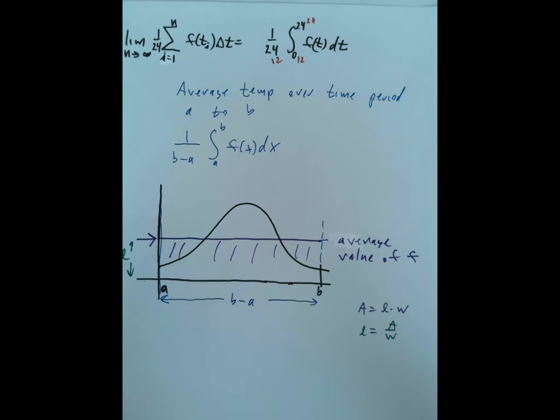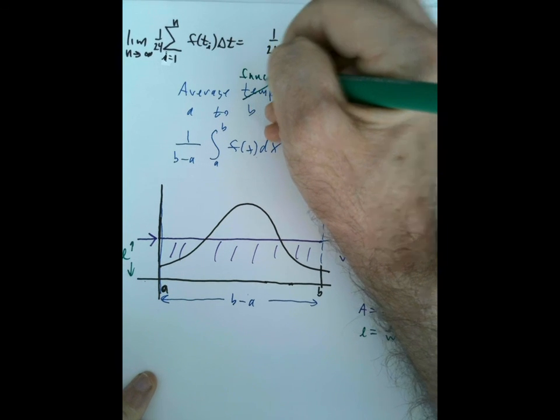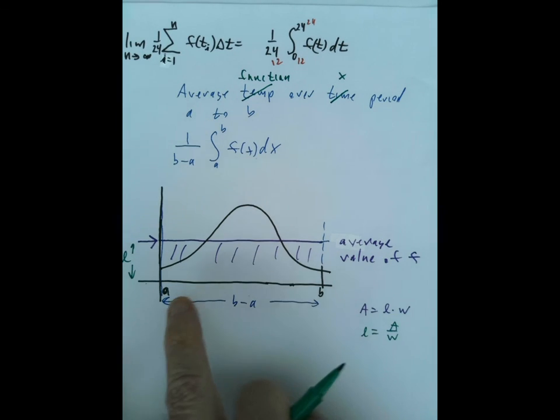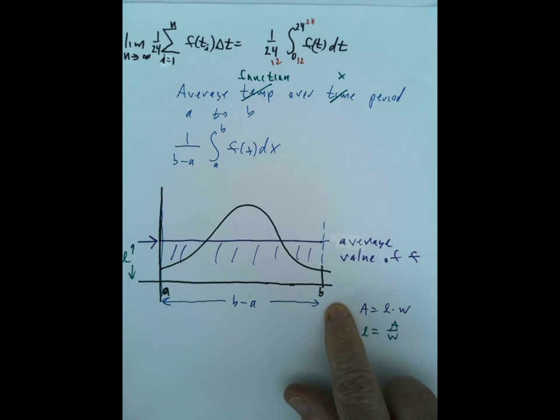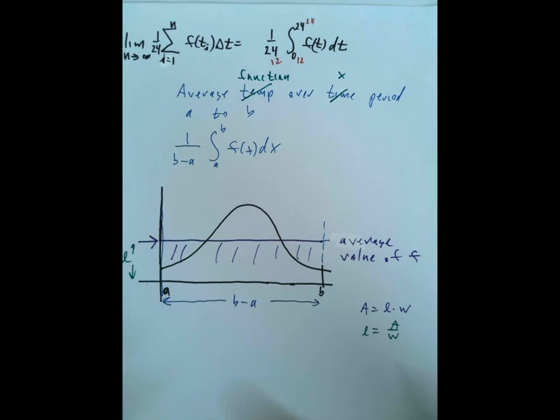Okay, now that says average temperature because f of t was our temperature function, wasn't it? But in fact, f of x can represent any function you want. So this doesn't have to be the average temperature. It can be the average of any kind of function over any x period, over any interval on the x-axis from A up to B, right? And we just have to get the area under that curve and divide it by whatever B minus A is, whatever the interval length is, okay?